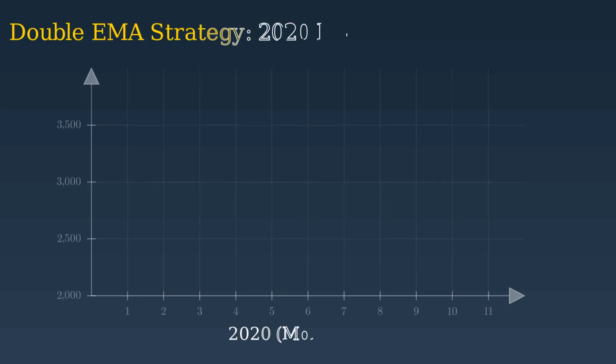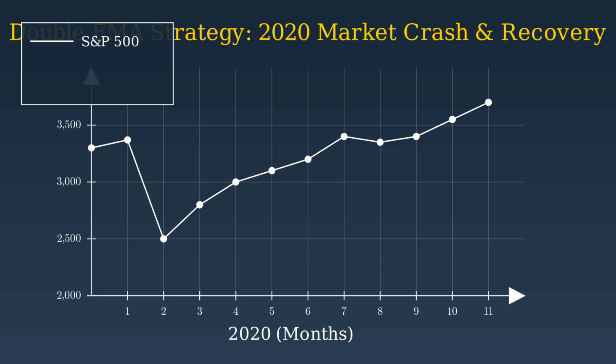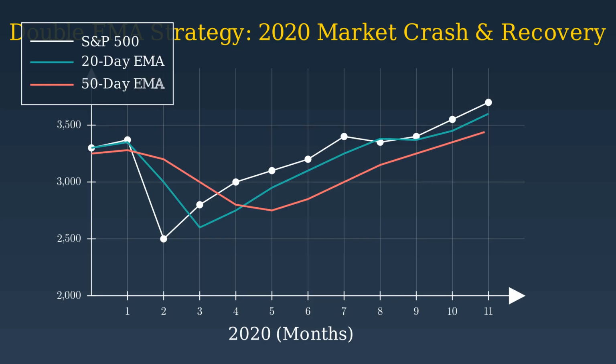The double EMA strategy has demonstrated its effectiveness in various market scenarios, particularly during significant market events. Let's examine its performance during the 2020 market crash and subsequent recovery, one of the most volatile periods in recent market history. Adding our double EMA overlay, we use a 20-day short EMA shown in teal and a 50-day long EMA shown in red.